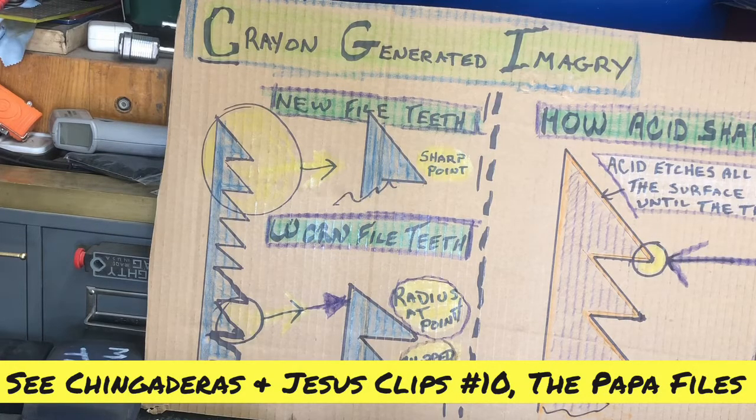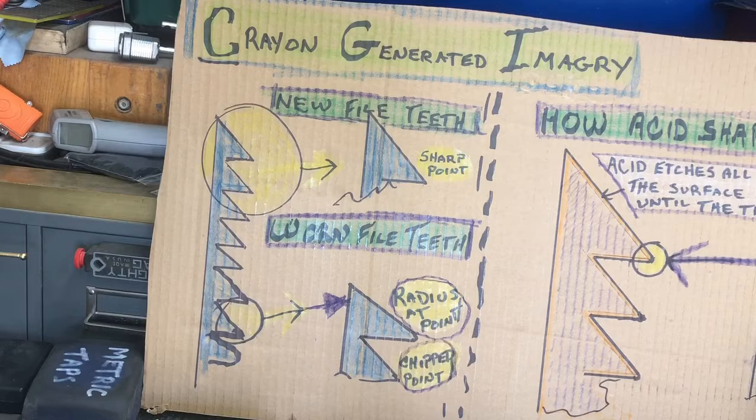Okay, I promise you I'll get you that CGI file. Yeah, it's crayon generated imagery.